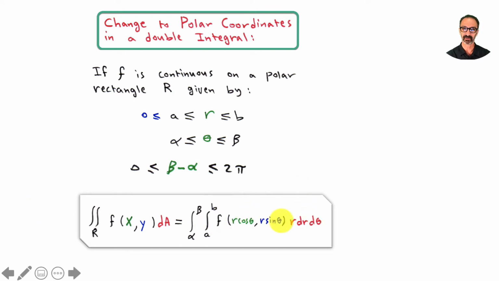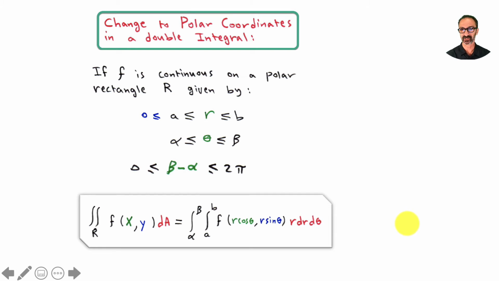So let's talk about this. Look, x in green, you replace it with r cosine theta. y in blue, you replace it with r sine theta. And you always replace dA with r dr d theta.